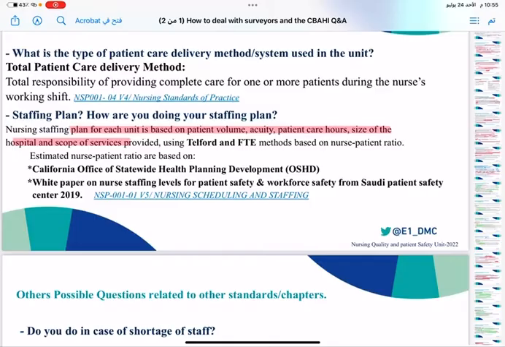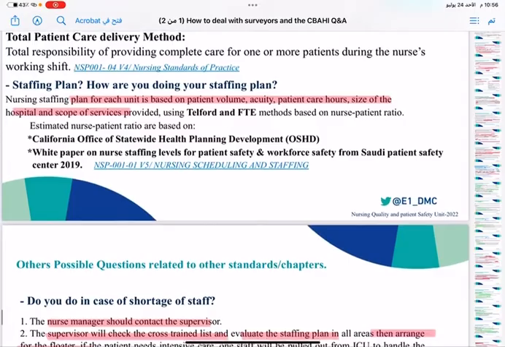This is a question that may be asked. This was already asked previously in the last visit. So what is the type of care delivery method or the system of care in our hospital? It is total care given to the patient. How is it a total care delivery method? It will be providing care for one or more than one patient by the nurse, okay, and within the shift.